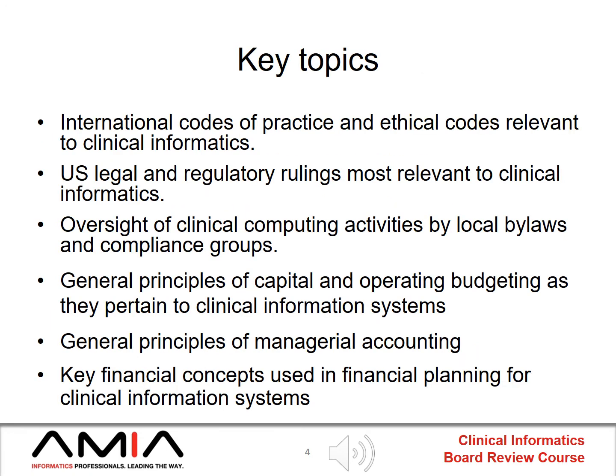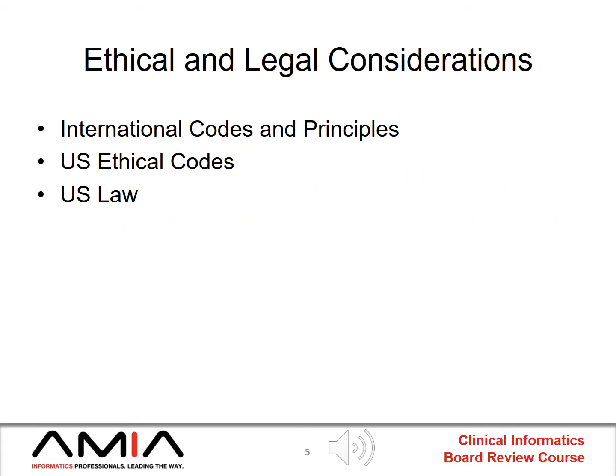Here's a listing of the key topics we'll cover, and they range from codes of practice and ethical codes on the global scale and then in the US and down to the local level. Then we'll switch to the principles of accounting and budgeting as they pertain to our field, managerial accounting, and then a review of some key concepts in financial planning that I think are useful to be comfortable with as you prepare for the exam. We'll start with the ethical and legal considerations, starting at the international level, moving into the United States in ethical codes, and then into United States law.